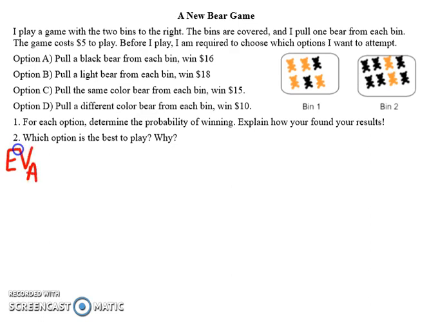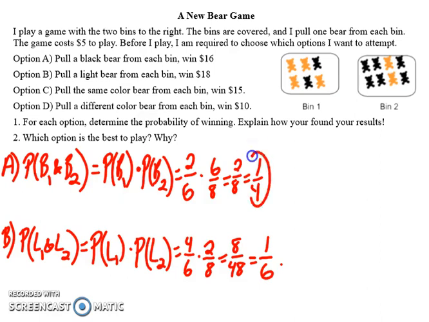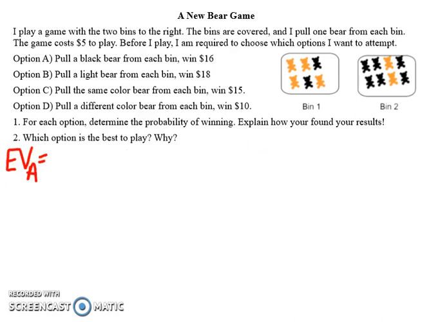So the expected value of A would be my probability of A, which if I go back, I found my probability to be 1/4. So I'm going to do 1/4 times the amount I could win, $16, minus the cost to play. And if I simplify that, I'm at negative $1. Not a good game. I'm losing $1 in the long run when I play.